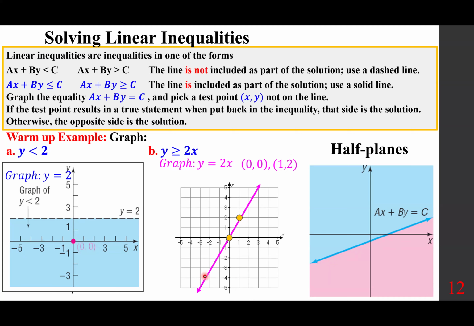Any point that is not on the line will do it. For example, (1, 0) is not. Now, you put it into the inequality. If it makes a true statement, this side is the answer. If it makes a false statement, the opposite side is the answer.